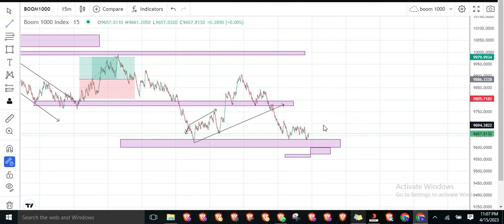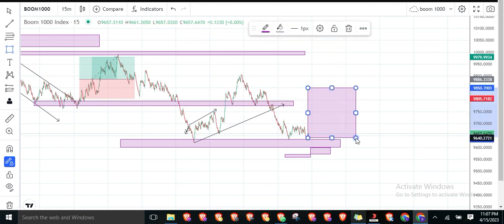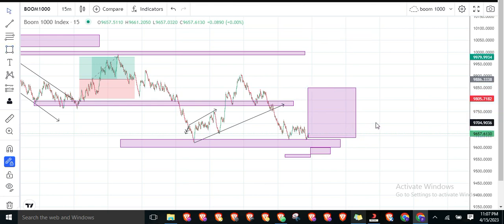an uptrend. So guys, don't worry, I'm going to make another video when this particular thing has respected. I'm going to make another video on that, and I'm going to be marking that particular area very well so that you guys can see it in my next video, so that you can easily identify that particular zone.